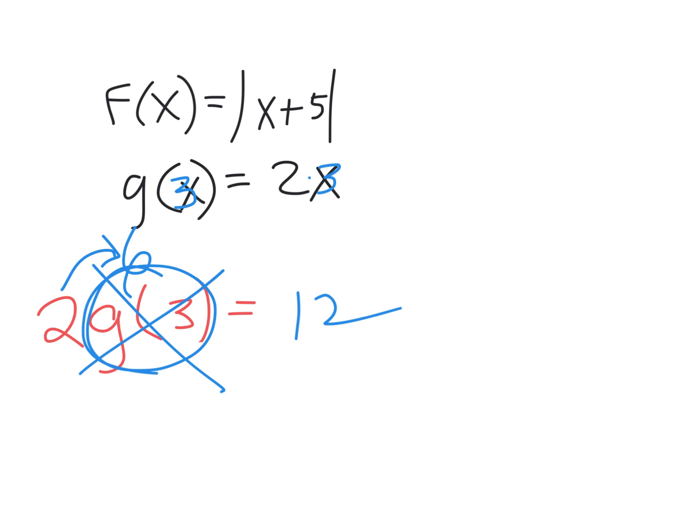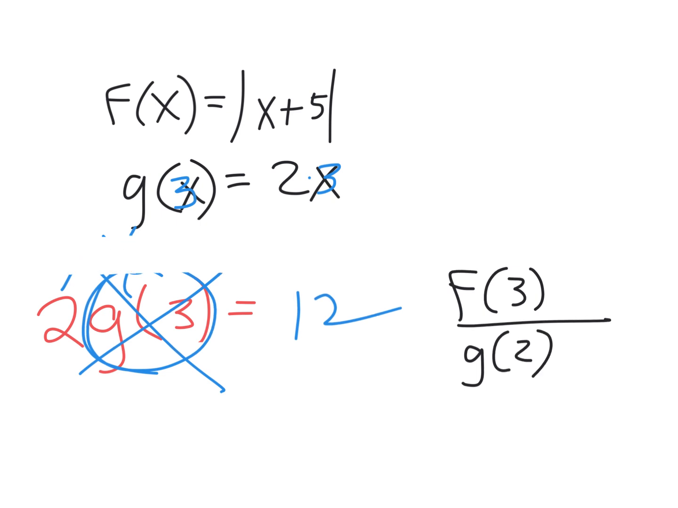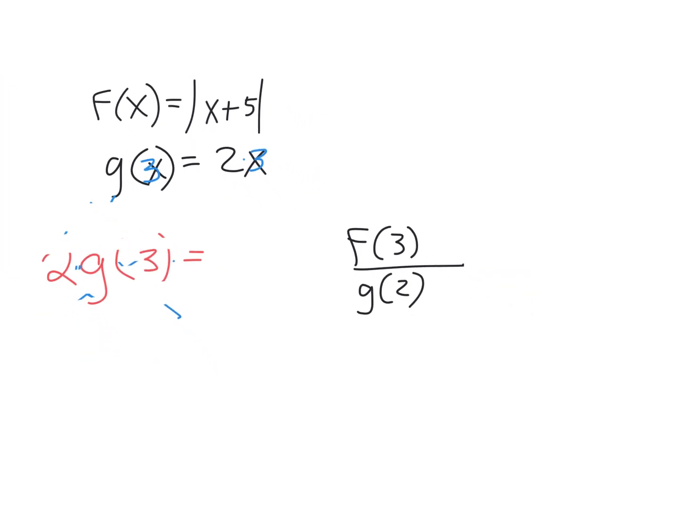You can always start with g of 3. It came out to 6, and then it's just 2 times 6. All right. Here's another one like that. f of 3 over g of 2. Figure out f of 3 over g of 2. One thing at a time. Don't let your brain get overloaded. Because once you get overloaded, you just can't do anything. So, one thing at a time.